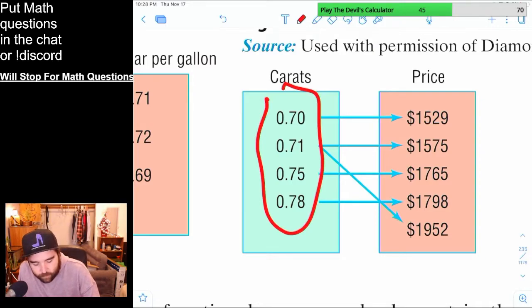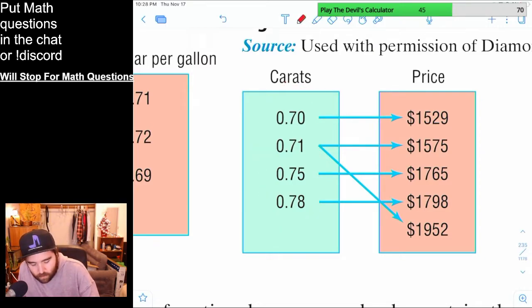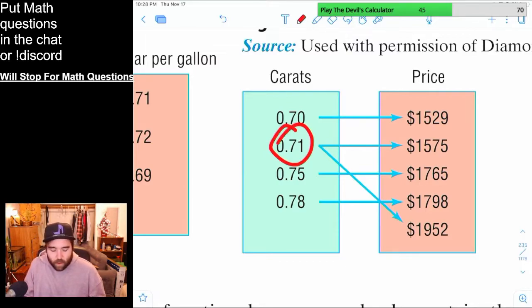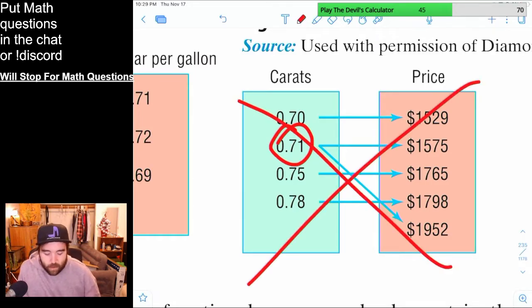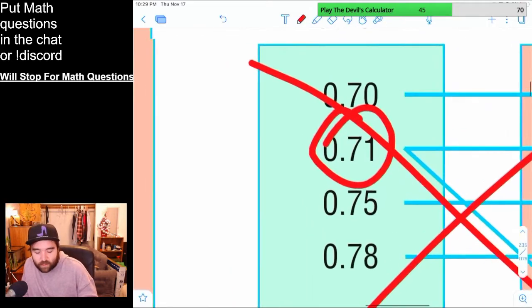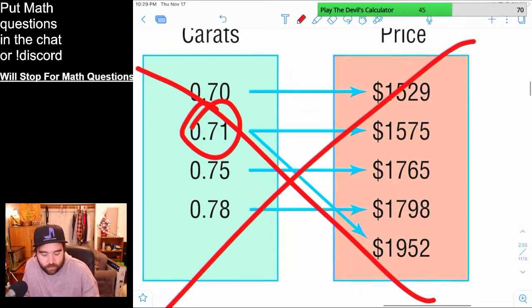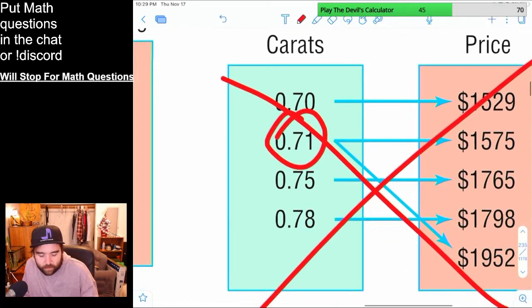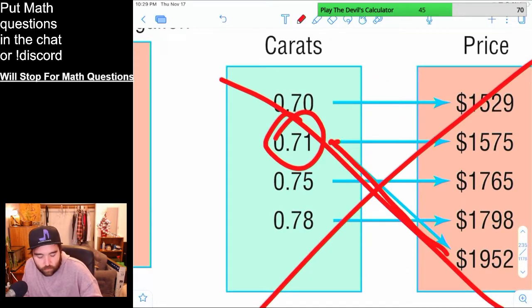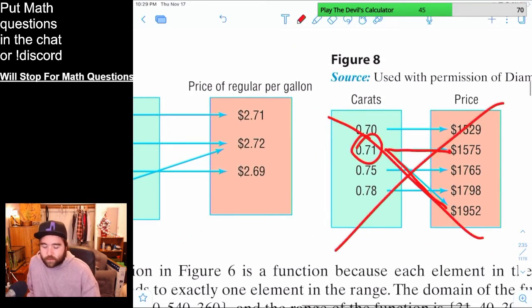Because if you look at this 0.71, how much does a 0.71 carat diamond cost? Well, there's 2 different answers for that. There's 1575 and there's 1952. So this one is not a function because each of these inputs over here does not only go to 1 output. There's one of these inputs that goes to 2 different outputs.